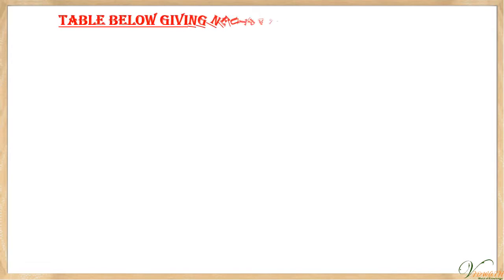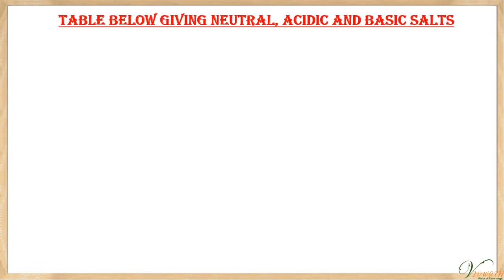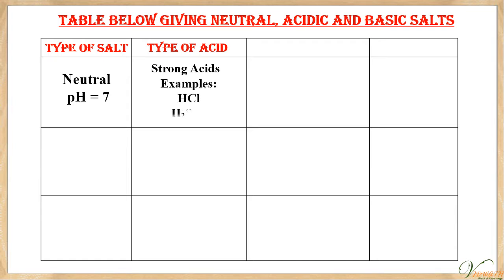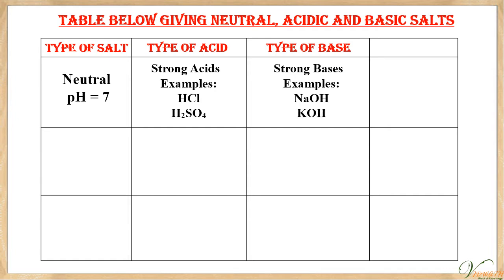The table below gives neutral, acidic and basic salts. Type of salt: neutral, pH is equal to 7. Type of acid: strong acids. Examples: hydrochloric acid, sulfuric acid. Type of base: strong bases. Examples: sodium hydroxide, potassium hydroxide. Example salts: sodium chloride, potassium sulfate.